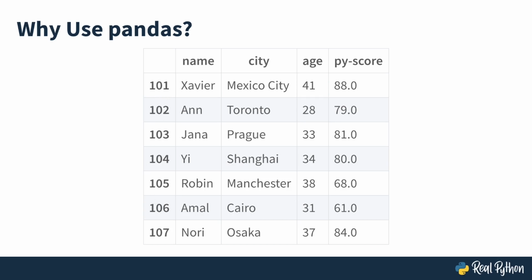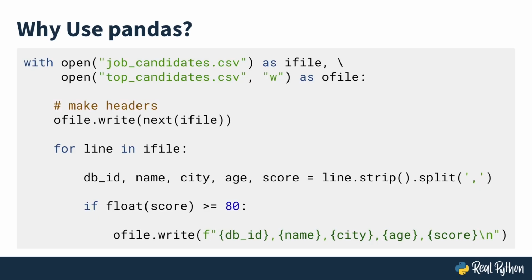And what you'd like to do is pull out or extract from the CSV file all of the candidates that scored at least an 80 on the Python test. And you want to write those candidates in a new CSV file so you can go ahead and continue the hiring process with those candidates. Let's take a look then at what you'd write if you were to do this sort of manually in Python. As you can see, there's quite a bit of code. Let's go over the main idea.